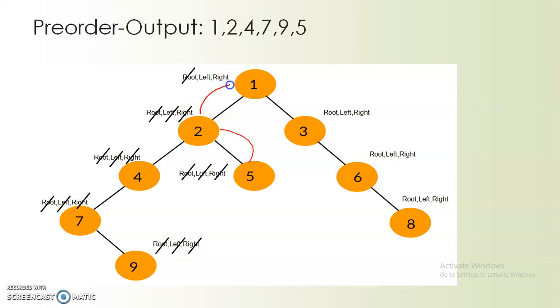Now move back to the 1. Its left is over, so strike out. Okay, next 1 is having a right subtree, so we'll move on to the right. Okay, now whenever you are moving to the right, there is a node, the 3, so its root is 3, so strike out.